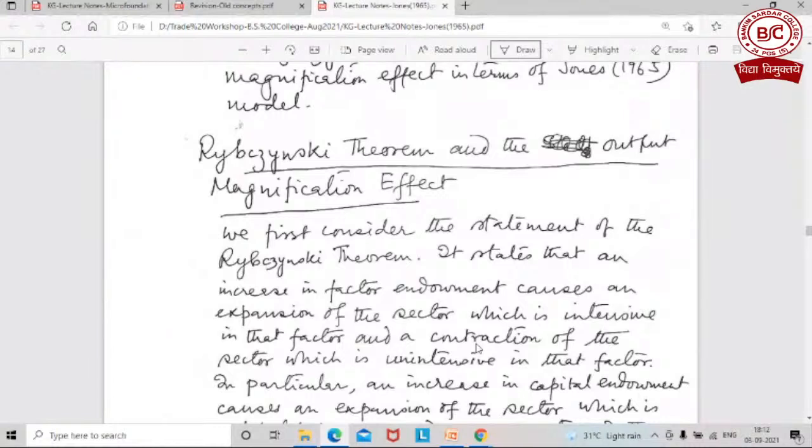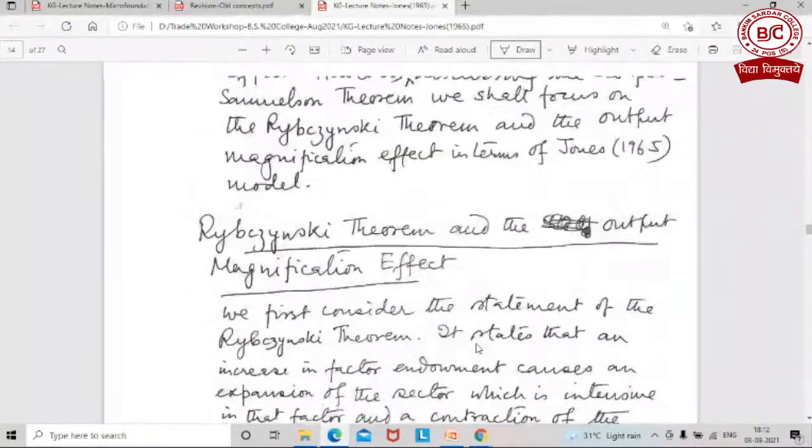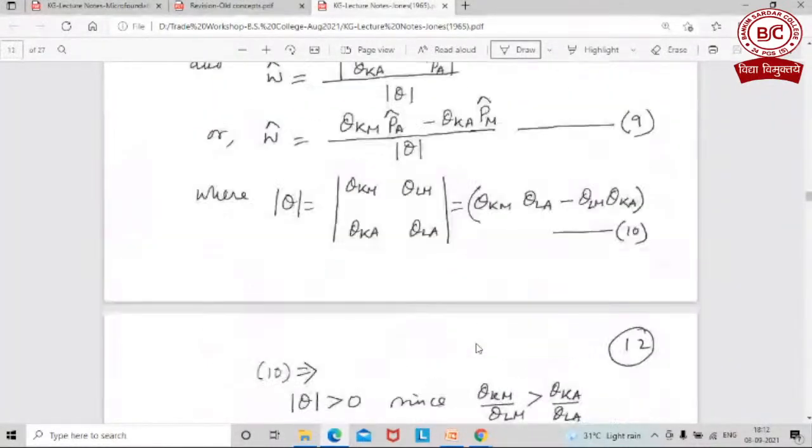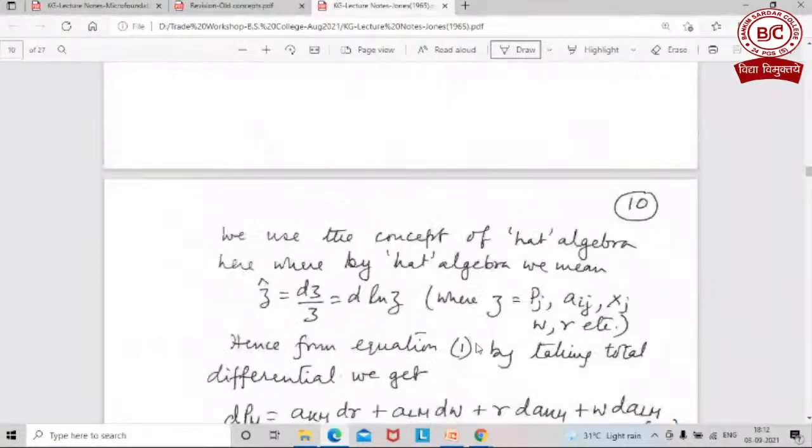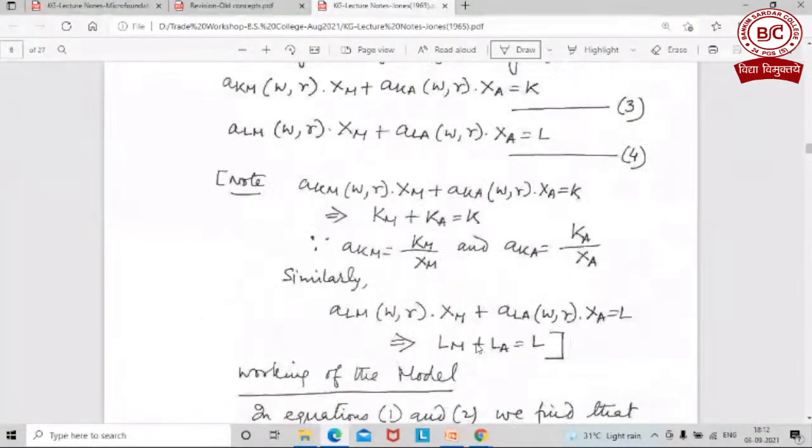My advice is not to go through the output magnification effect, unnecessarily doing mathematics. Rather, focus on the intuition. This will answer many of your doubts. Just forget about the equations, forget about the mathematics. Just throw away the mathematics and look at these results.